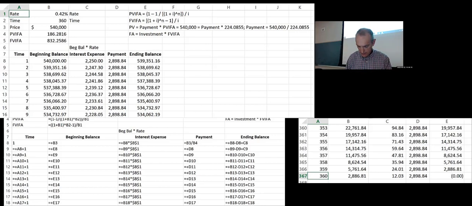Then we make our payment. On the future value, it's not a payment, it's an investment. So here we're making a payment to the bank; on the investments, it's our own money. And then what do you think the last column is? Any guesses on that? Ending balance.